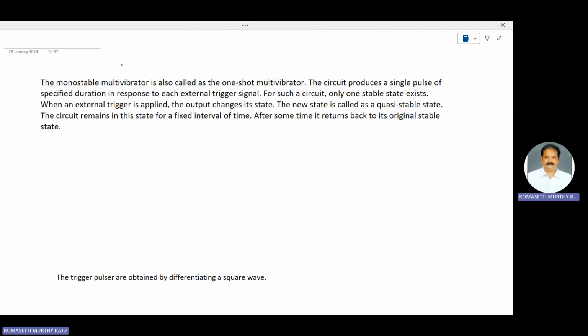In this video, I will explain monostable multivibrator using Opamp.